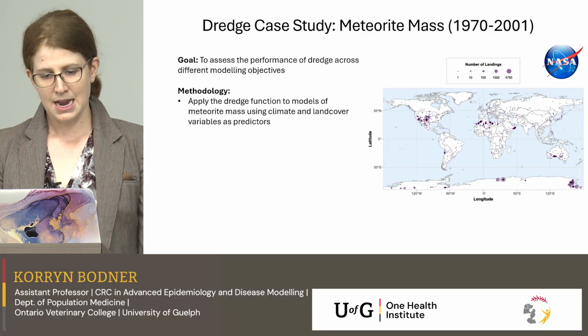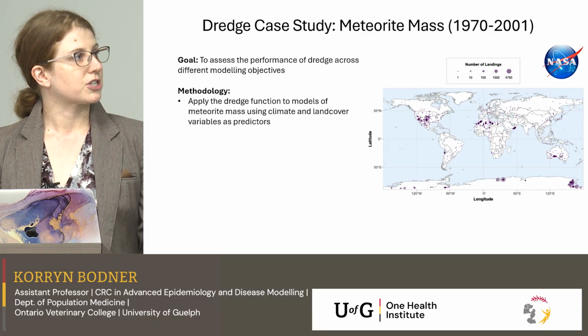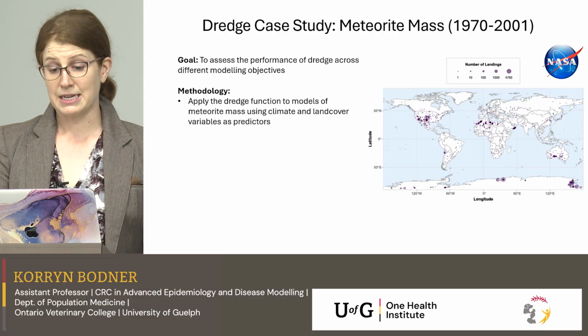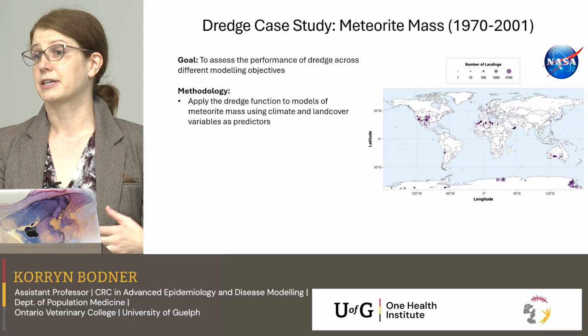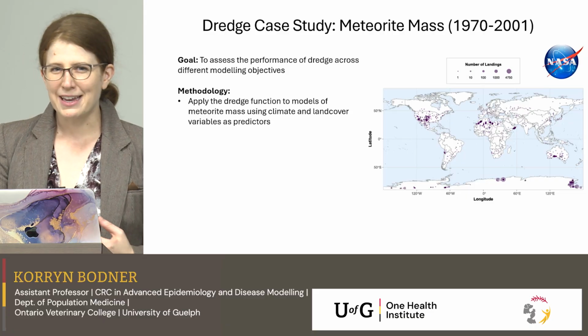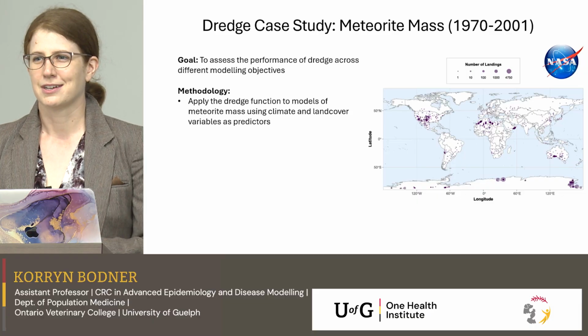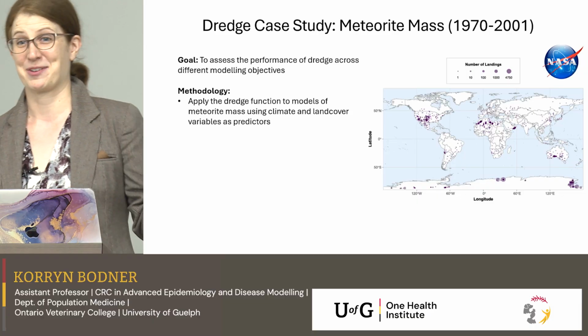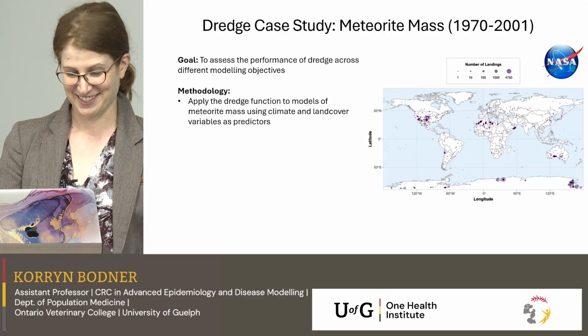particular case study. And so what we want to do is apply the Dredge function to models of meteorite mass using climate and land cover variables as predictors. And the reason why we picked land cover and climate is because we really didn't think it had anything to do with meteorite mass, so this is a perfect test to assess this.